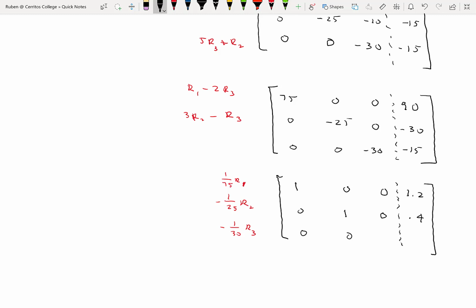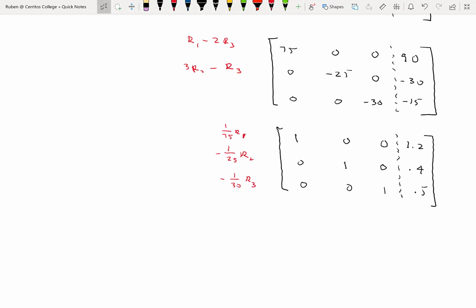I get 0 for the coefficient of x, 0 for the coefficient of y, 1 for the coefficient of z equals 0.5. Our final step is to then write the solution as x equals 1.2, y equals 0.4, z equals 0.5. So this is the Gauss-Jordan elimination method in action, okay?